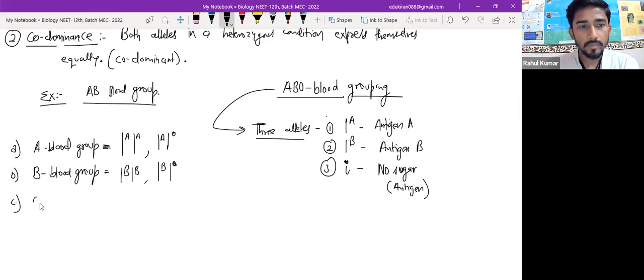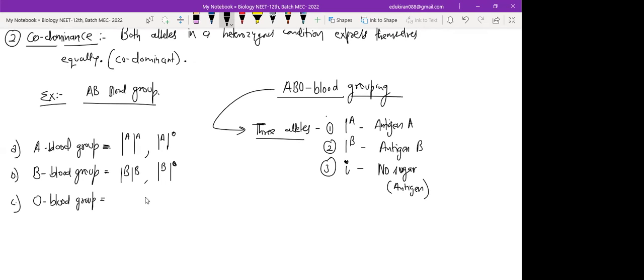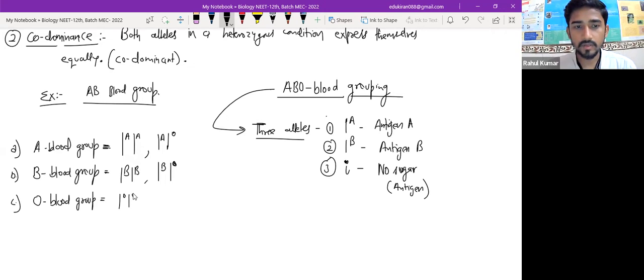Third is O blood group. Can you tell me what will be the genotype for O blood group? O blood group is IO IO. Yes, it's a recessive group. So the only possibility is this: to make O blood group, you need to get IO genotype or small I allele from both the parents. Okay, because this condition will give rise to A and B. So there is only one possibility. There is no codominance in any of these three cases.